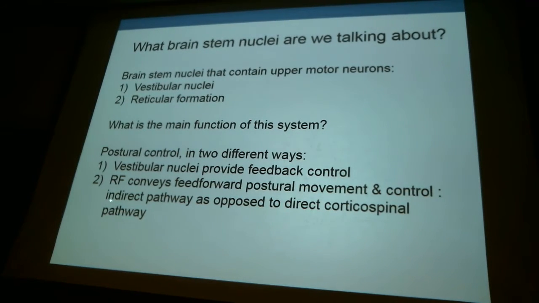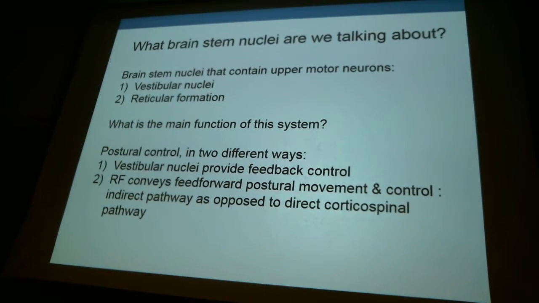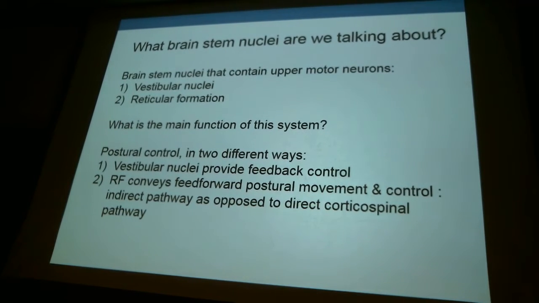The reticular formation conveys a very different kind of information. It's actually passing on some feed-forward signals in terms of postural control. And we'll get into this further in a minute. But it's really this one system is providing feedback, and the other system is providing feed-forward control. Okay, and this is really considered kind of an indirect pathway, as opposed to the direct pathway of the motor cortex. This is an indirect pathway. It receives higher order signals and passes on signal to the spinal cord.